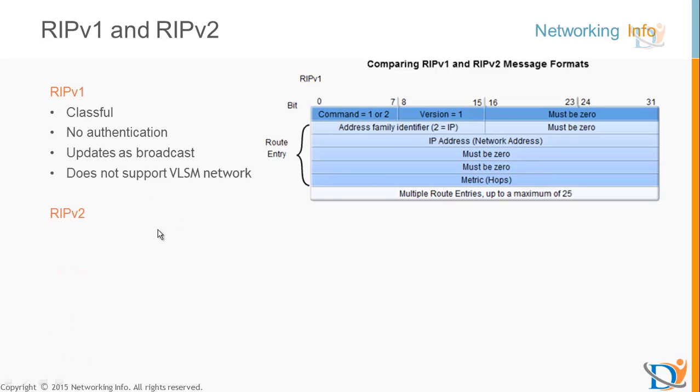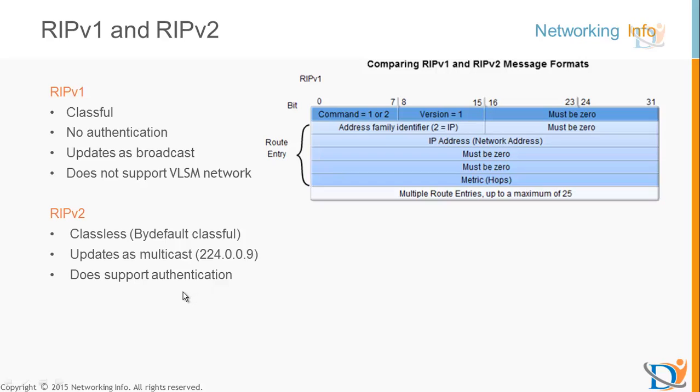RIP version 2 is classless, but by default it is again classful. So we need to make RIPv2 behave like classless. We need to give a separate command and enable that feature. So RIPv2 is classful by default, but we can make it a classless routing protocol. RIPv2 sends updates as a multicast, and the address is 224.0.0.9.